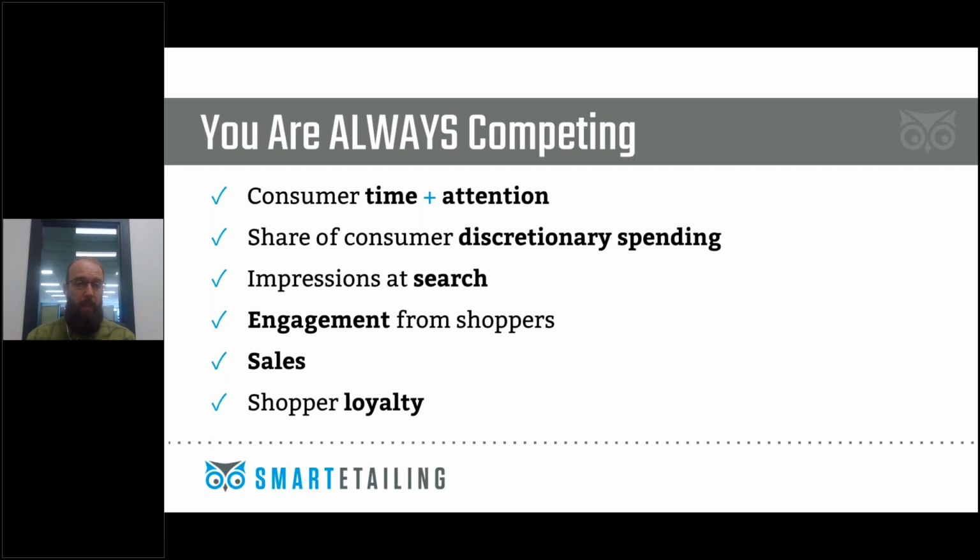their discretionary spending, let alone just what they've allocated to bicycles. You're competing for impressions. That's the equivalent of a modern billboard: how many times do you show up for a consumer who's searching for products that you sell. You're trying to get engagement. Do they just see your brand name, or do they click through to your website and see what you have to offer?